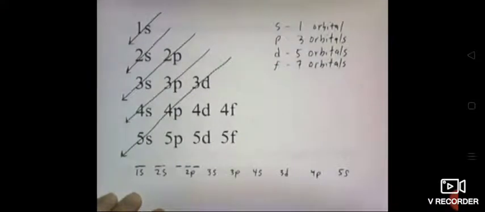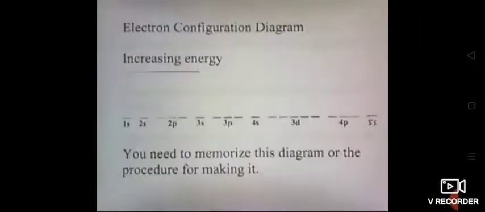Here they have given this energy level order: 1s, 2s, 2p, 3s, 3p, 4s, 3d, 4p. This is the increasing order of energy level. This you have to learn. The orbitals will be filled according to this energy level order.